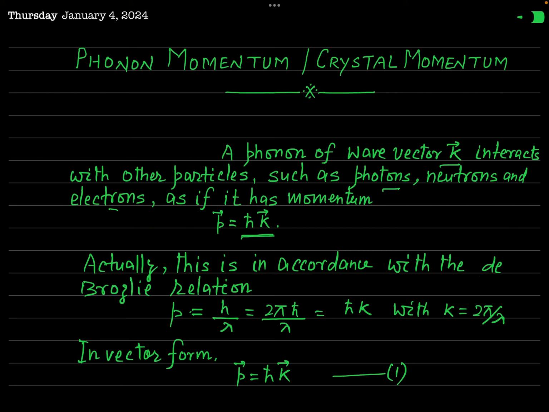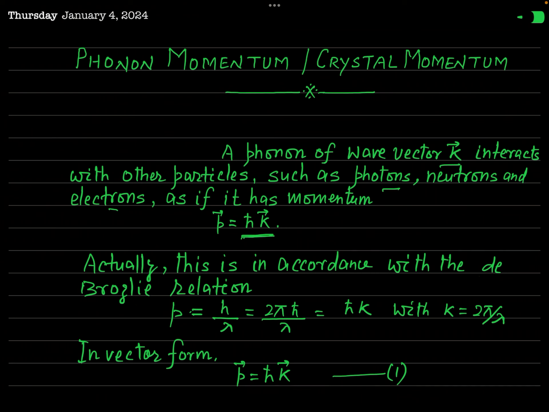Actually this relation p equal to h bar k, which represents the momentum of a phonon, is in accordance with the de Broglie relation. You have definitely studied in your quantum mechanics course the de Broglie hypothesis that all material particles have wave character, and the wavelength of a material particle is related to its linear momentum. And de Broglie obtained this result on the basis of photon analogy.